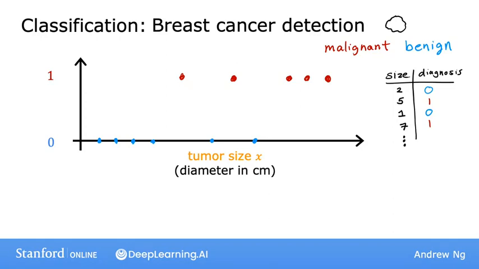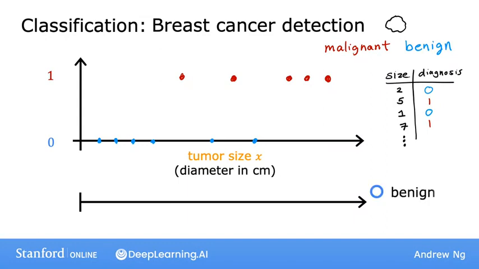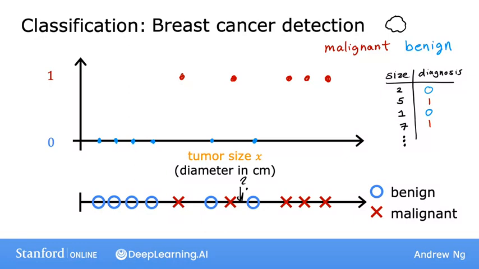Because there are only two possible outputs or two possible categories in this example, you can also plot this dataset on a line like this, where now I'm going to use two different symbols to denote the category, using a circle, or an O, to denote the benign examples and a cross to denote the malignant examples. And if a new patient walks in for a diagnosis and they have a lump that is this size, the question is, will your system classify this tumor as benign or malignant?